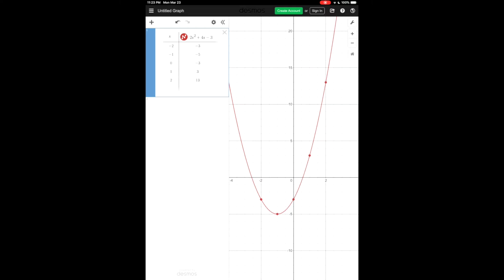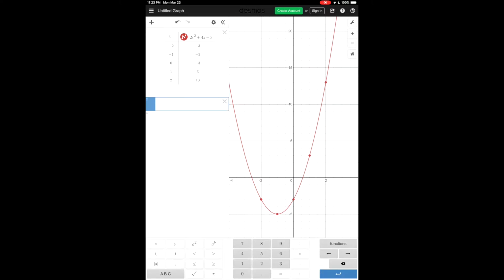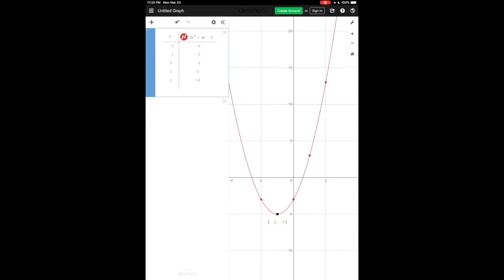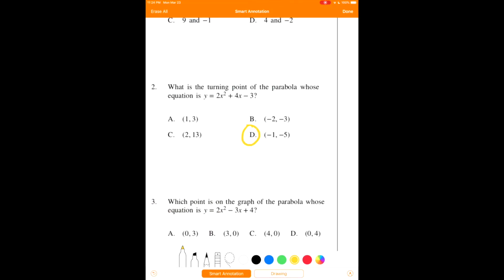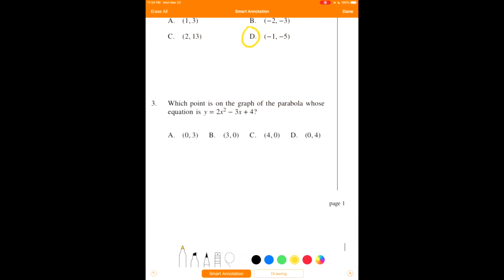When you're looking inside your table, you want to look for where that pattern starts. So everything is going to be centered around negative 1, negative 5 for this. And when I look at my graph, I see my turning point is at negative 1, negative 5. So that's my answer for number 2.